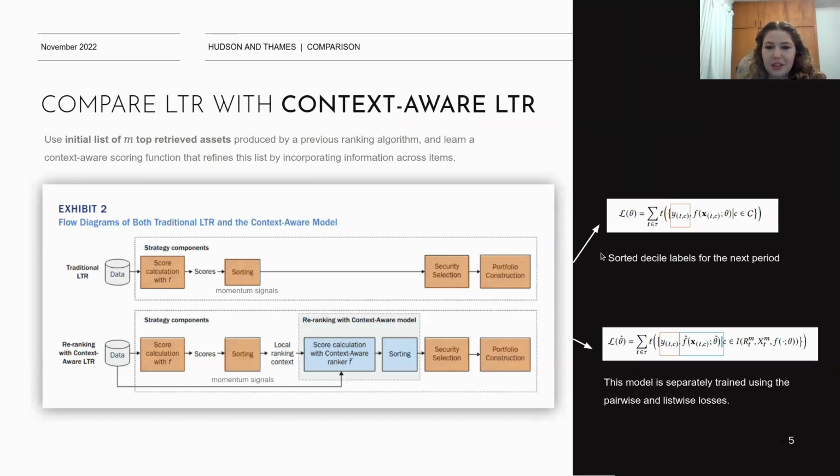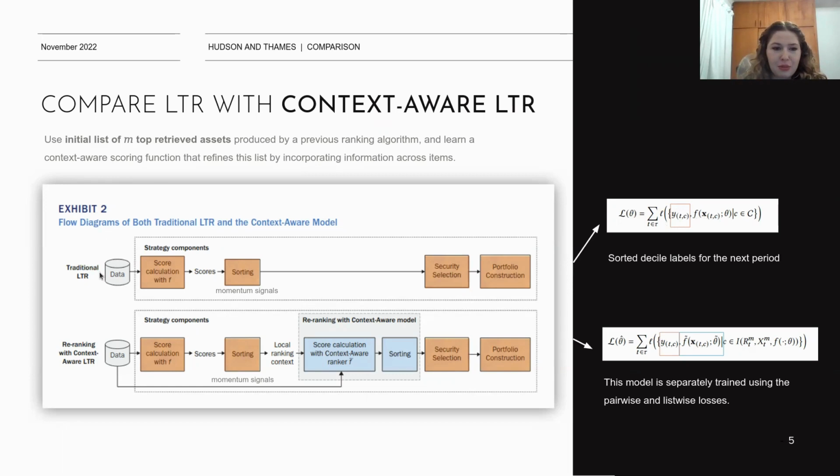Okay. And if we look at the loss function, we can see that if we move from here to here, again, it's just adding something additional, right? So the original loss function is, again, just our ground truth. So in other words, the sorted decile labels for the next period for each currency. And then this is just the function, and it includes just a vector of all of the currencies that we have. So I think in this paper, we have 31 currencies.